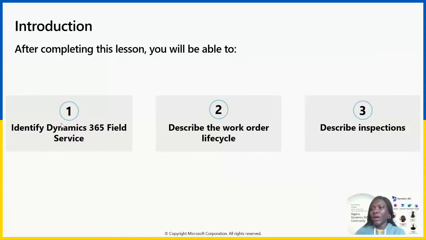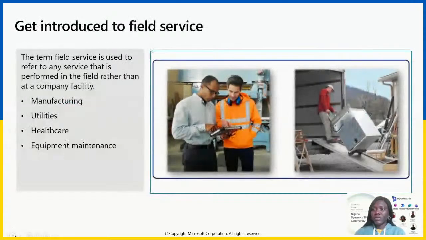So we're going to look at field service itself, what we call a work order life cycle, and when we talk of inspections, what do we mean? Field service refers to any service that is performed in the field rather than in the company facility, like manufacturing, healthcare, equipment maintenance, utilities. Any activity that is done outside of a company facility is what we call field service, because they are going out to the field to perform that service.